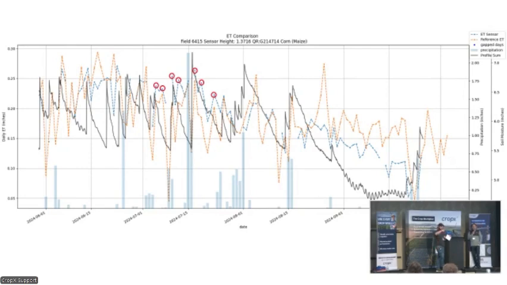Another question: is there an ET crop curve in use? We're about to ship that in the next couple of weeks.